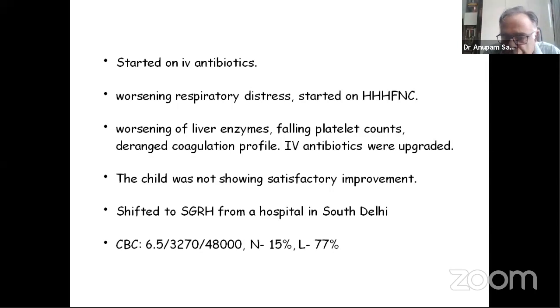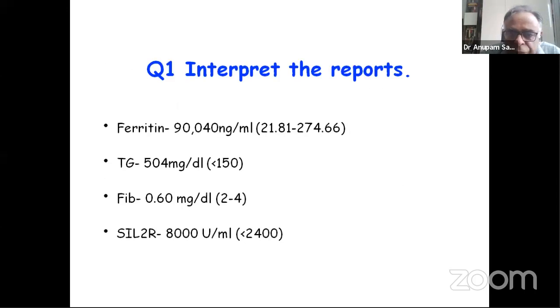Then the child was shifted to Gangaram Hospital with hemoglobin of 6.4, 3,270 count, 48,000 platelets, and neutrophils of 15, and lymphocytes of 77%. Ferritin was 90,040, triglycerides of 504, fibrinogen 0.60, serum IL2R was 8,000. So no rocket science, this was an HLH. Okay. Now we go further.